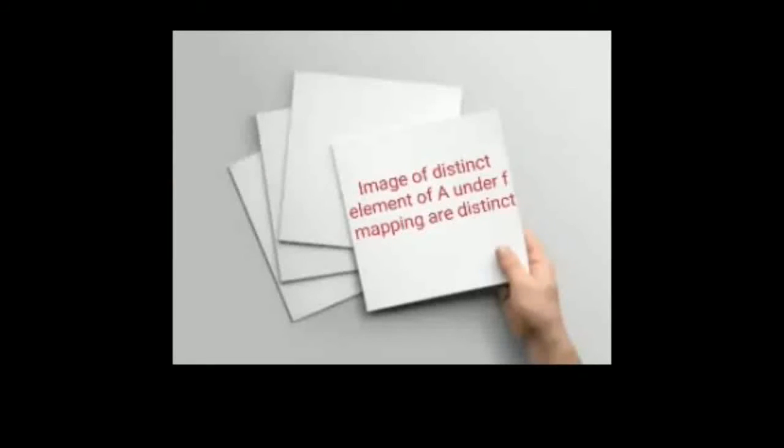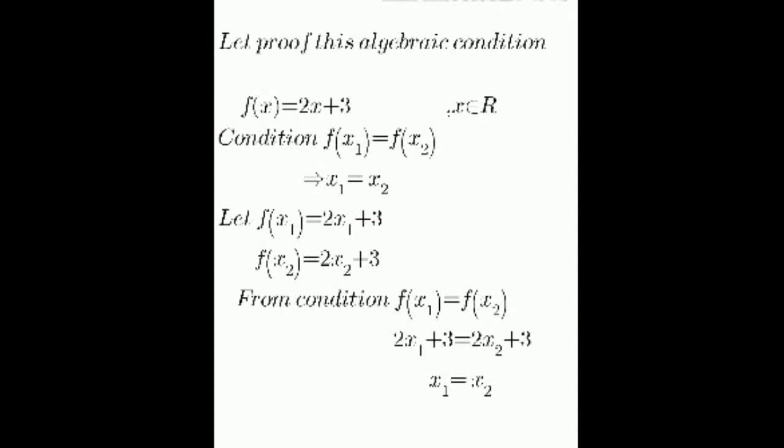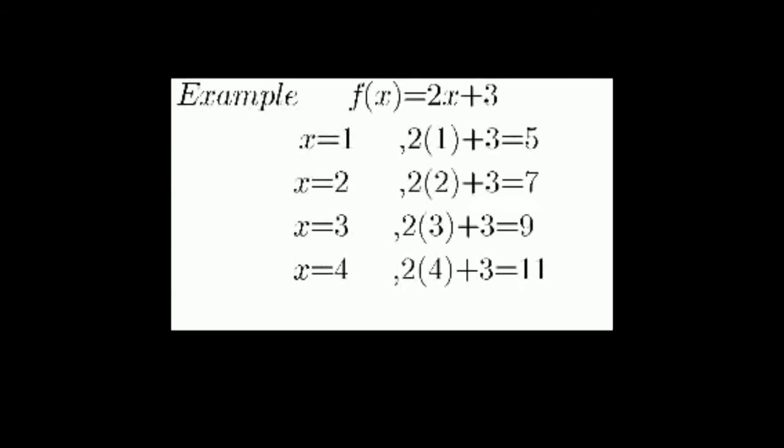First, let's prove this condition and then we will try to understand the meaning through an example. Let's suppose we have a function f of x is equal to 2x plus 3. If we put x1, then we have 2x1 plus 3. If we put x2, then we have 2x2 plus 3. From the condition f of x1 is equal to f of x2, we will get the answer x1 is equal to x2. In this example, from the domain we have elements 1, 2, 3, 4, and from the codomain we have range 5, 7, 9 and 11.